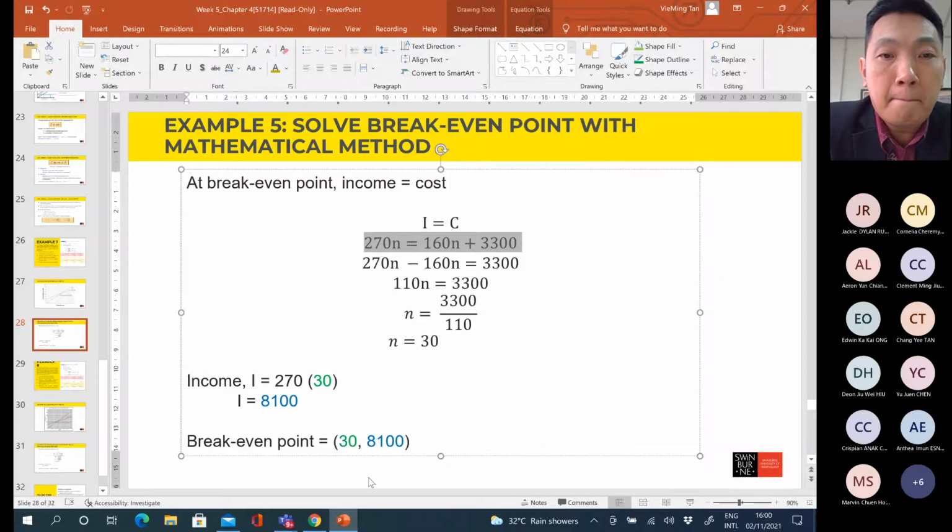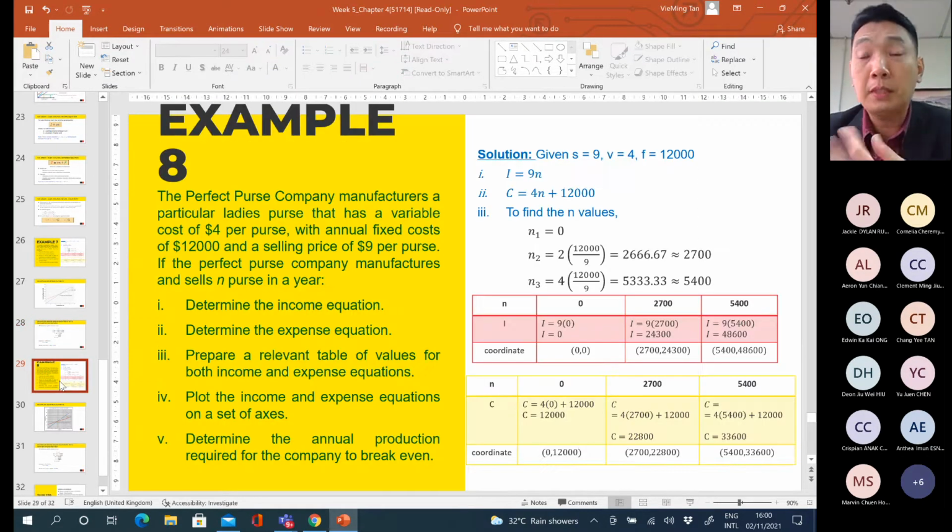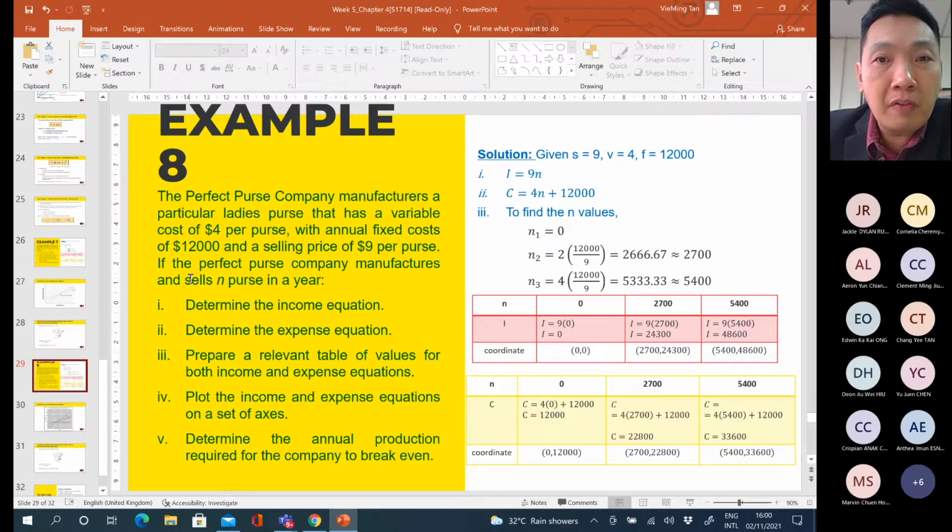So far, okay? I'd like to go to example 8 first, showing you how to use the mathematical equation to identify the break-even point before we use the graphical method. This question: the Perfect Purse company manufactures a particular ladies purse that has a variable cost of $4 per purse. That means this is the variable cost per unit, $4 to produce the purse, with annual fixed cost of 12,000. So this is the fixed cost.